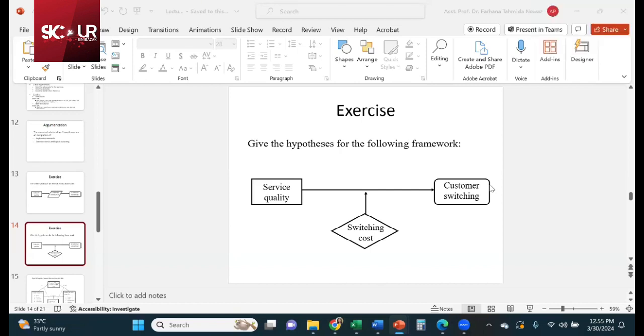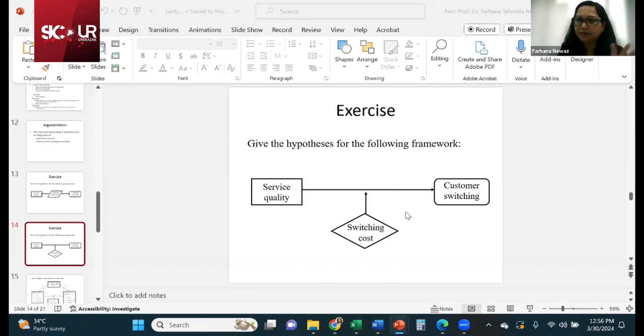Martin, try. Hypothesis one, higher service quality leads to lower customer switching rates. That one is okay. You go for the second one. Second hypothesis, switching costs moderates the relationship between service quality and customer switching. Very good, now you got it, right? Switching cost moderates the relationship between service quality and customer switching, having impact on it. That's it, so the keyword is moderator.